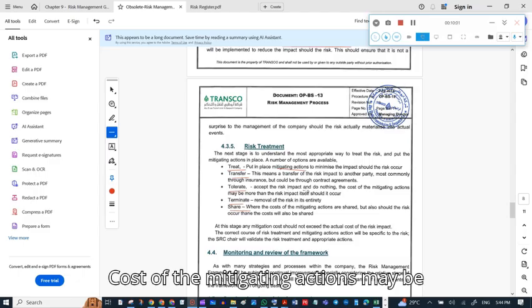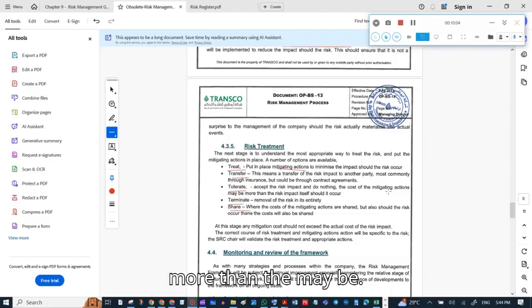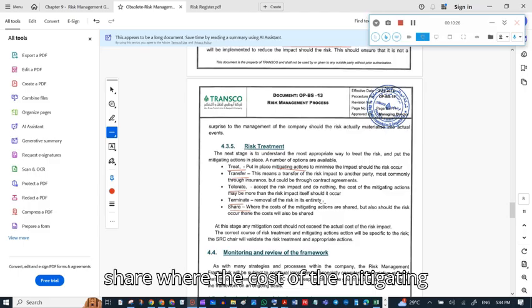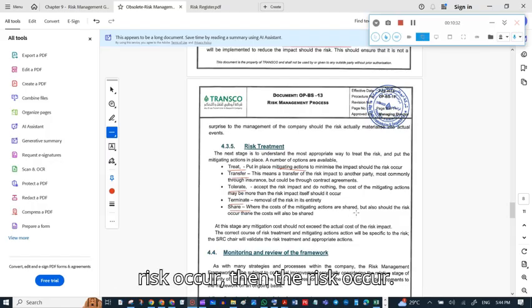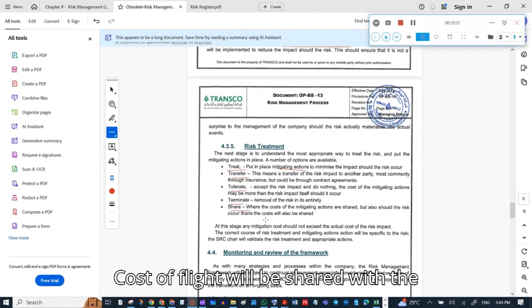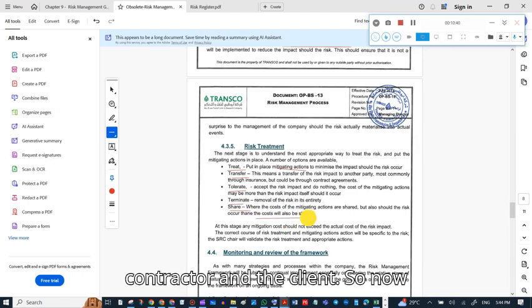In some cases the cost of the mitigating actions will be more than the risk impact itself. So in this case, we are tolerating the risk. Terminate: removal of the risk in its entirety. And share, where the cost of the mitigating actions is shared. For example, should the risk occur, the costs will be shared. Cost of mitigation will be shared between the contractor and the client.